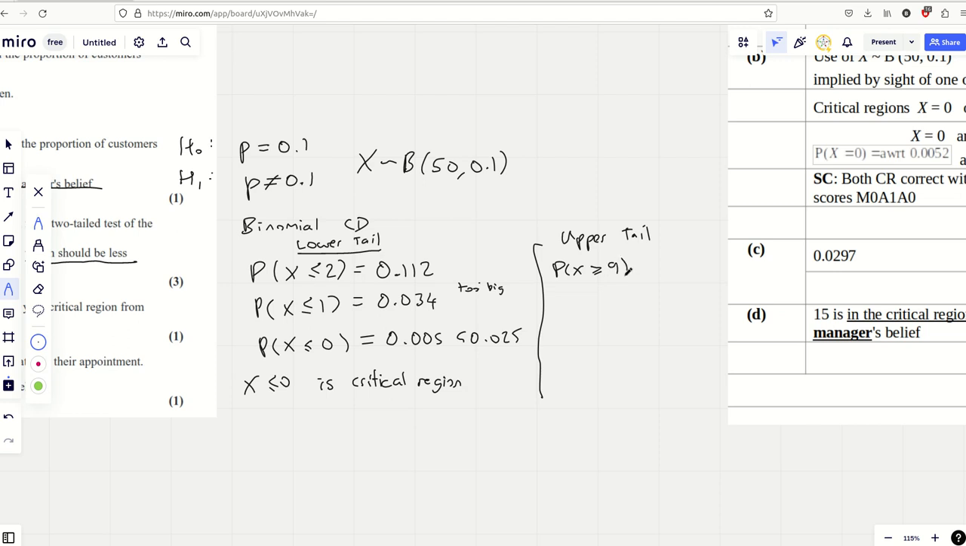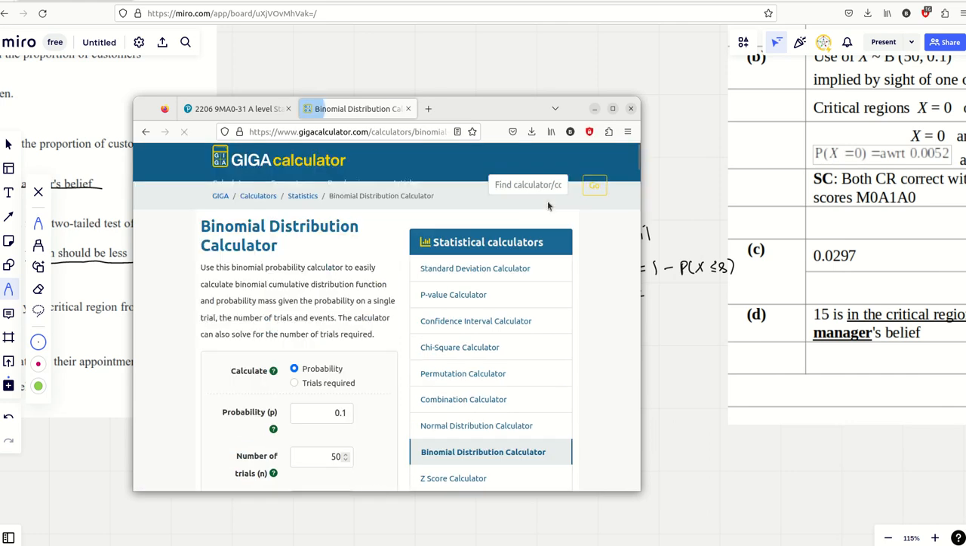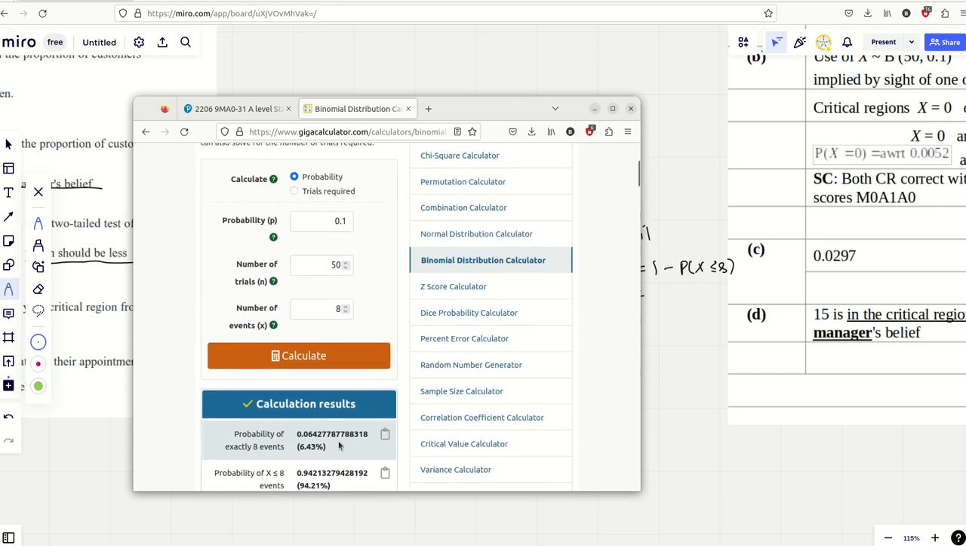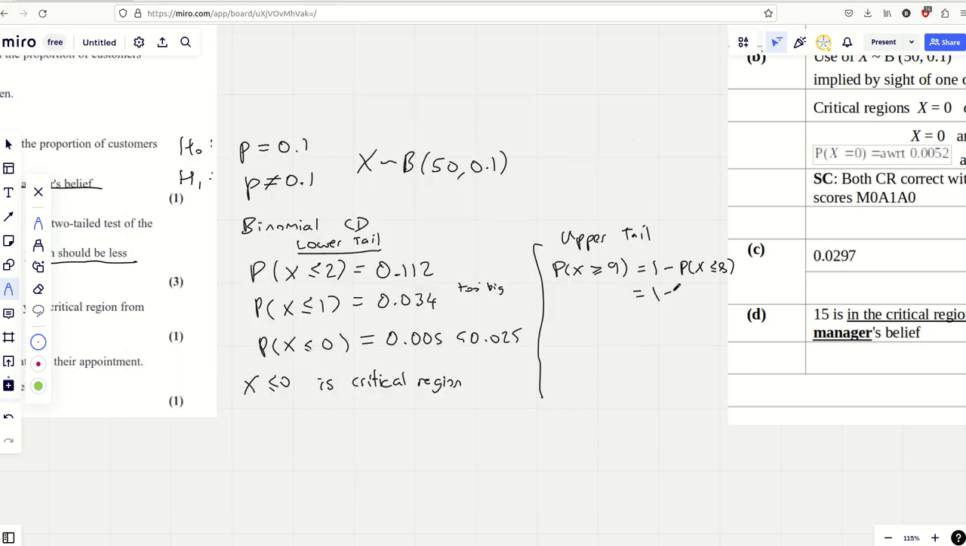Now, the probability that x is greater than or equal to 9 is 1 minus the probability that it's less than or equal to 8. So I would have to work that out on a calculator, so let's actually work this out. Okay, I'm just going to look at the less than or equal to one to try and help you. That's 1 minus 0.942, which is obviously 0.058. That's bigger than 0.025, so I'm going to have to try 10 next.